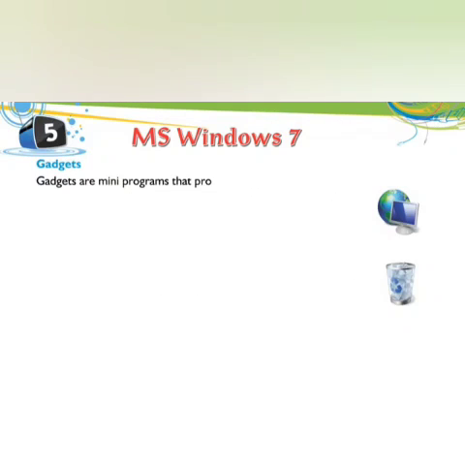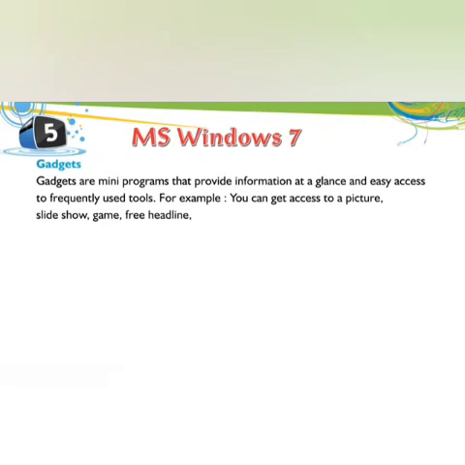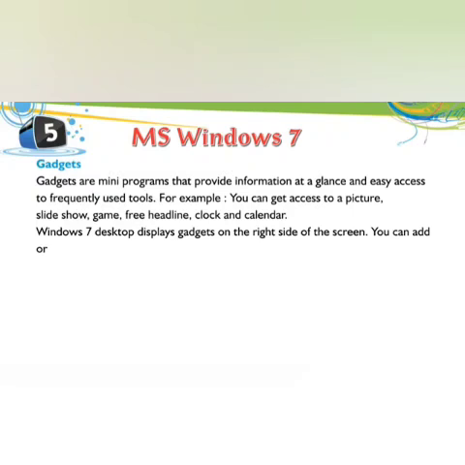Gadgets. Gadgets are mini programs that provide information at a glance and easy access to frequently used tools. For example, you can get access to a picture slideshow, game, news headlines, clock and calendar. Windows 7 Desktop displays gadgets on the right side of the screen. You can add or remove the gadgets on your desktop according to your choice.